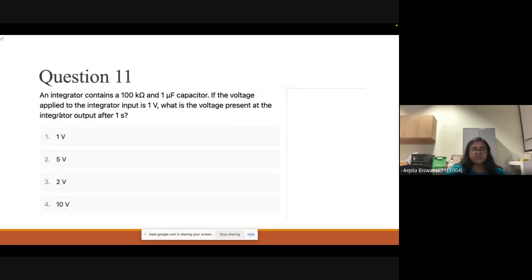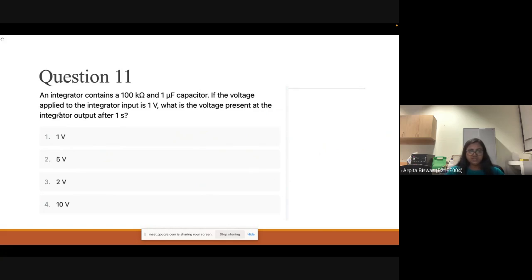Good. So next, question number 11. An integrator contains a 100 kilo ohm resistor and a 1 microfarad capacitor. If the voltage applied to the integrator input is 1 volt, then what is the voltage present at the integrator output after 1 second? First option is 1 volt, second option is 5 volt, third option is 2 volt, and fourth option is 10 volt. So take your time, there is no hurry, but at least try.